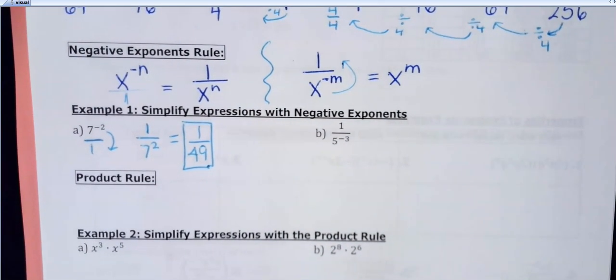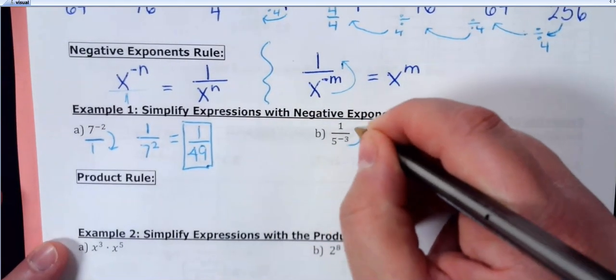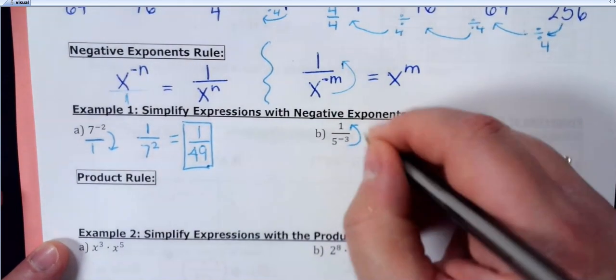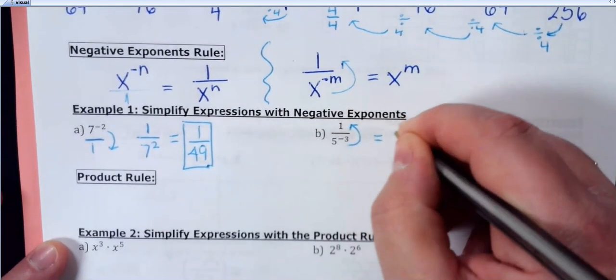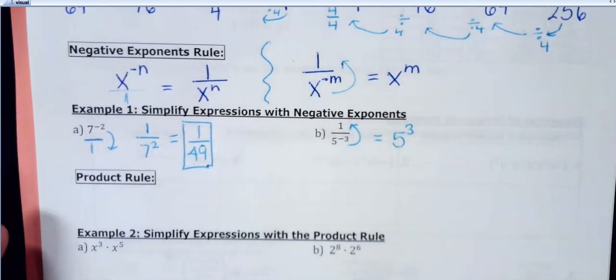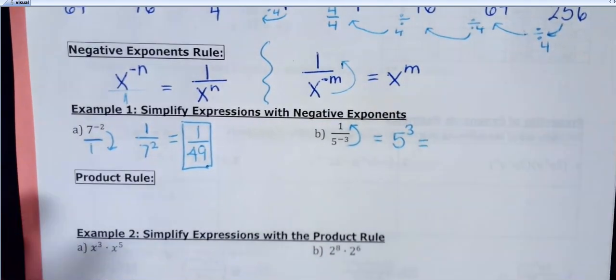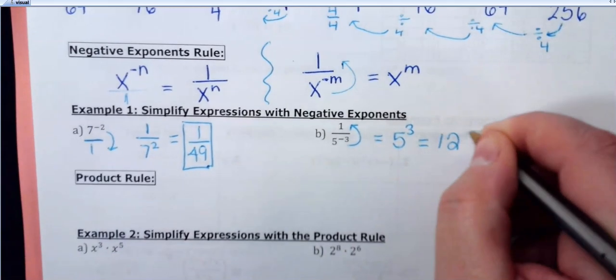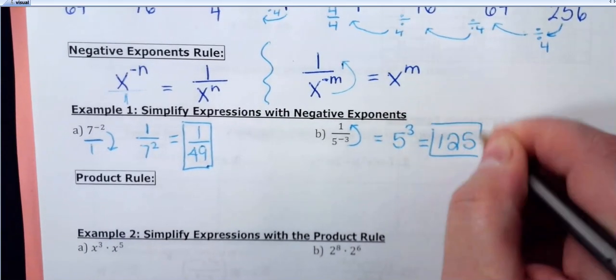Similar, but I've got a negative exponent in the bottom in my other example here. This just moves this to the top, and it really gets rid of the fraction. When you move it, you lose the negative on the exponent, so this would be 5 to the positive third power, which is just 5 times 5 times 5. Of course, if you guys want to use your calculator, you can, but that should be 125 if you simplify that.